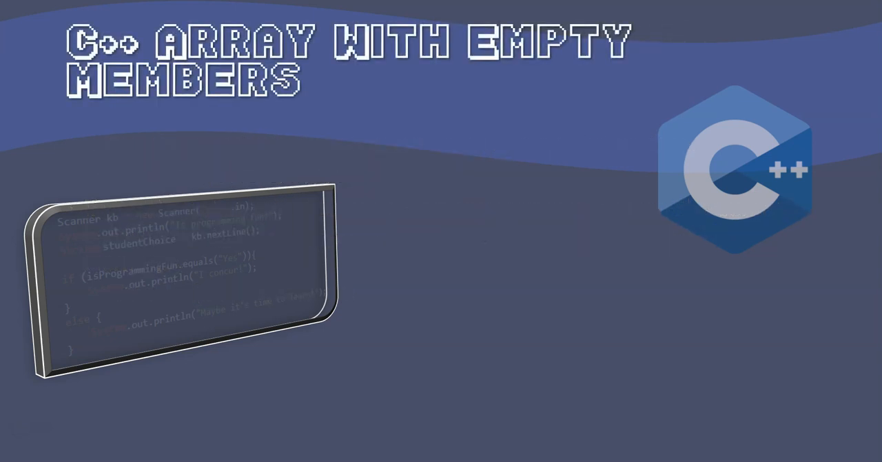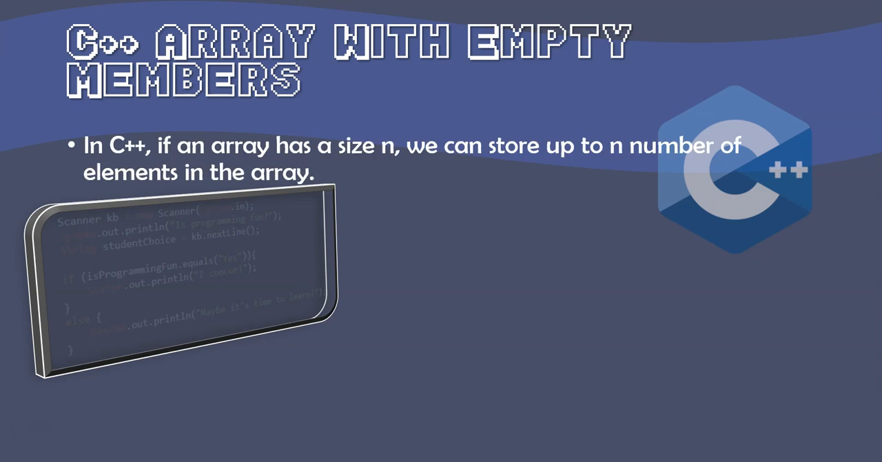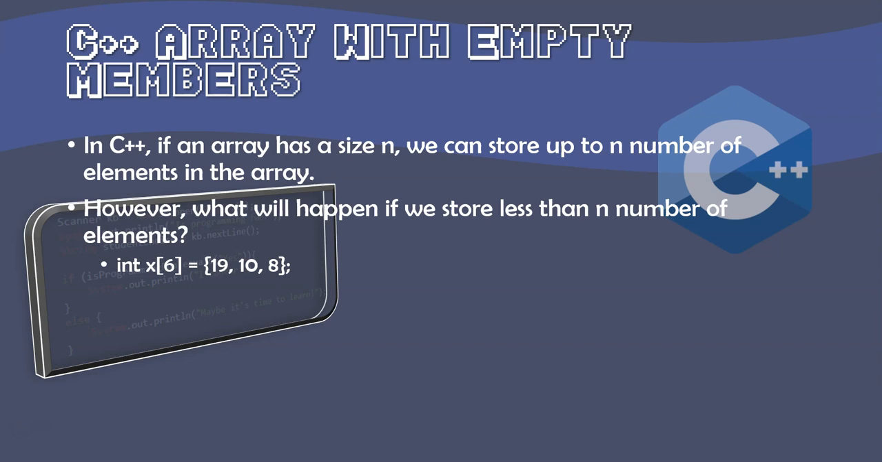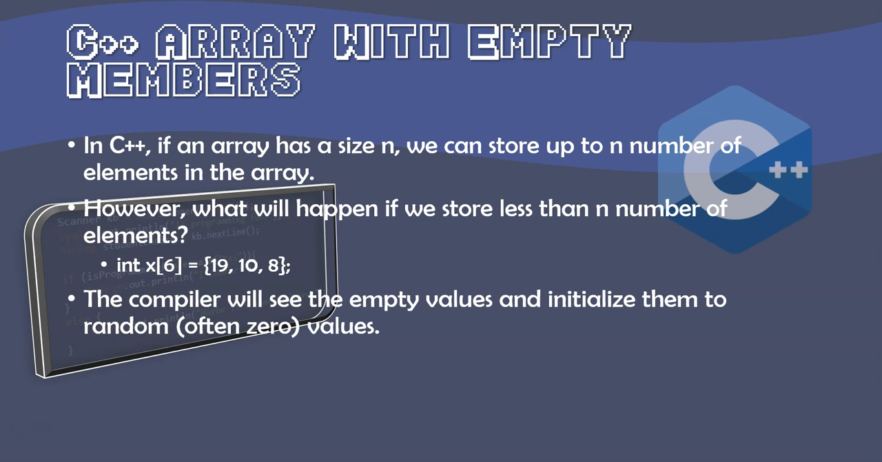Now, what if you have an array with empty members? And what does that mean? Well, in C++, if an array has a size n, so let's say 5, we can store up to n elements in that array. So if it's size 5, it means you're expecting 5 elements. But what happens if we store less than that number? So, for example, here you can see we have an array of size 6, and we have 3 elements, 19, 10, and 8. Well, what is going to happen is the compiler will see the empty values and is going to initialize them to random and often a 0 value. So, for example, because these are numeric, it would say 19, 10, 8, and then it would assume, because you're not filling those in, 0, 0, and 0.